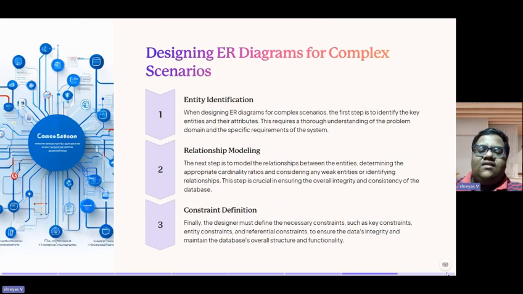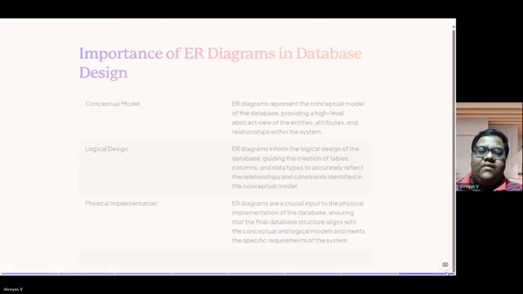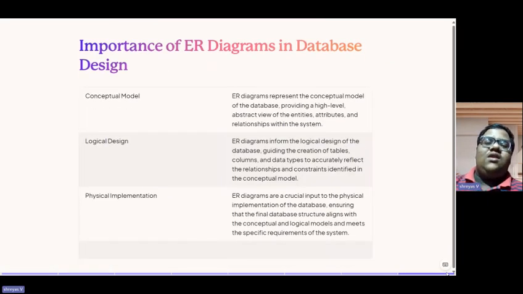Constraint definition. The designer must define the necessary constraints such as key constraints, entity constraints, and referential constraints to ensure data integrity and maintain the database's overall structure. Importance of ER diagrams in databases. Conceptual model. It represents the conceptual model of the data, providing a high-level abstract view of entities, attributes, and relationships.